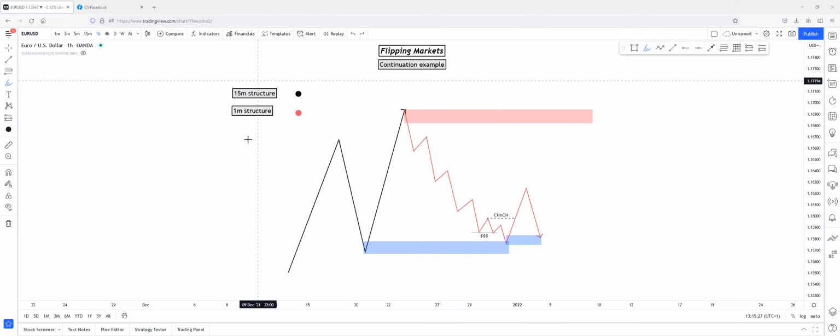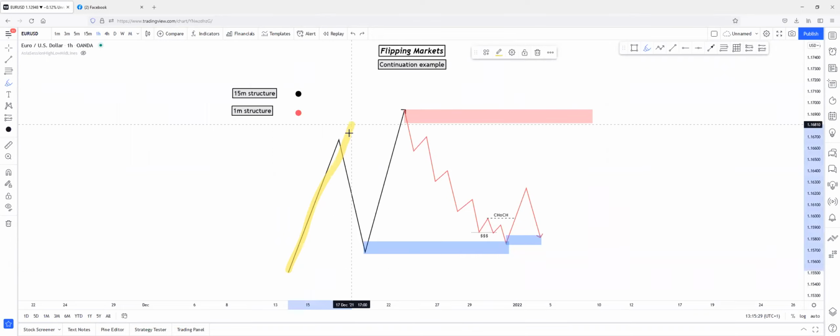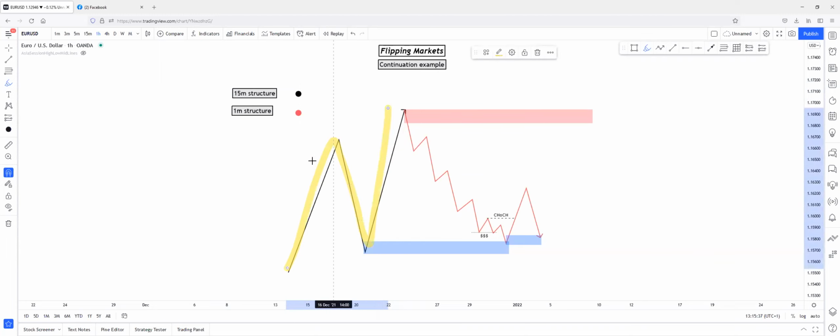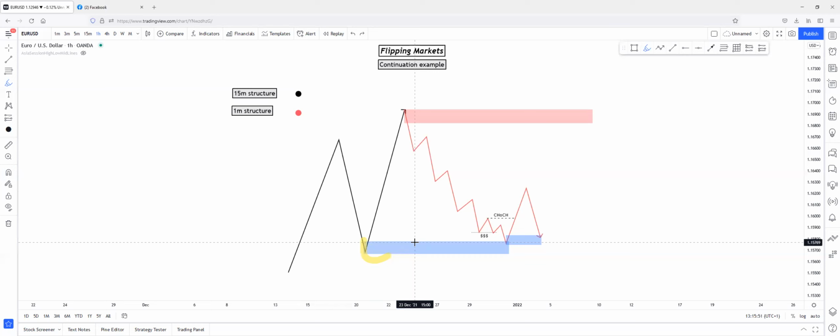So let's just begin. As you can see, these black arrows, black lines are the 15-minute structures. So this is the 15-minute structure, and it's bullish, creating a series of higher highs and higher lows. The last low has been created, and after that the demand zone has been formed because it broke structure to the upside here with inefficient movement. Let's say it swept some liquidity from this region.